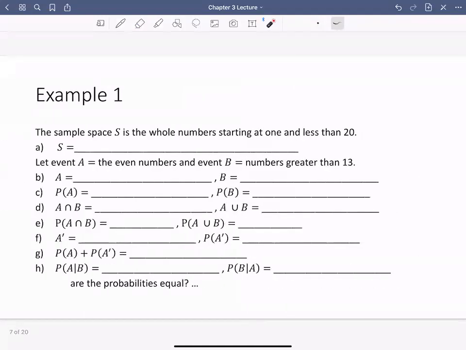All right, so here's our example 1. You can see there's a lot of blanks, but there's no sample space. So you have to create the sample space. So the sample space S is the whole numbers starting at 1 and less than 20. So we're going to go and write them all out. So what is S? S is 1, 2, 3, 4, 5, and I'm not going to count anymore because I know you guys can count. All the way to 19. Now it says less than 20, so it does not count 20.